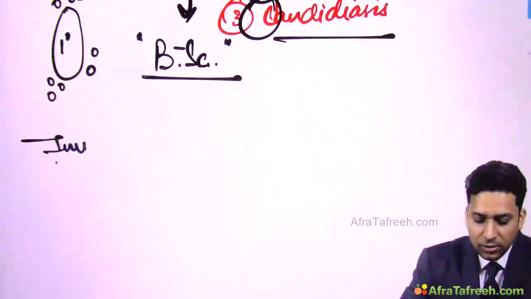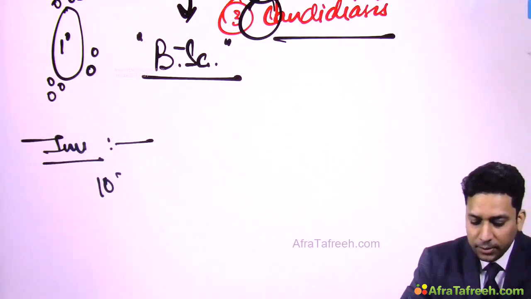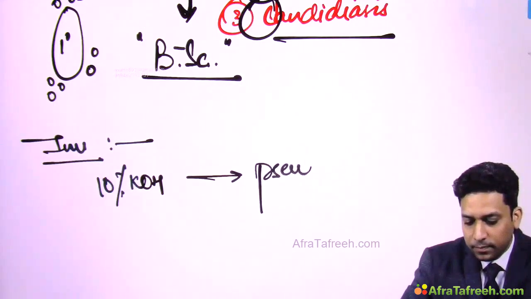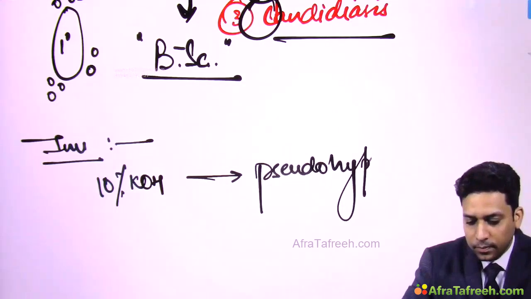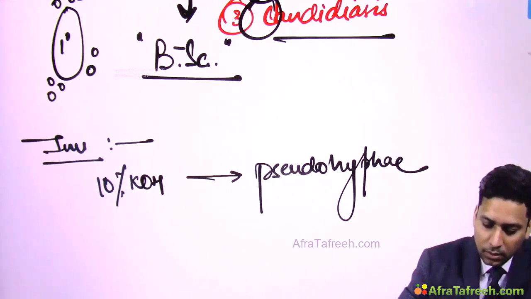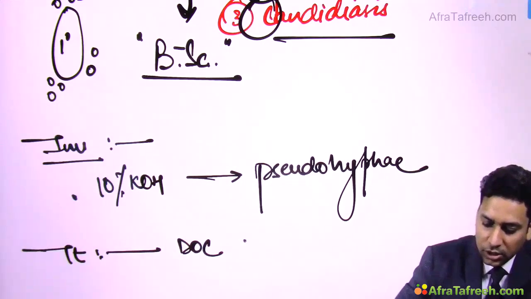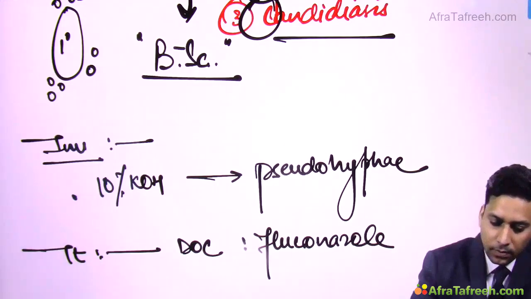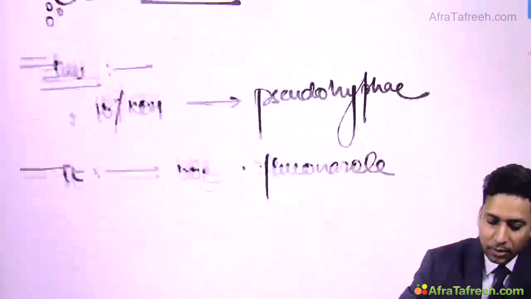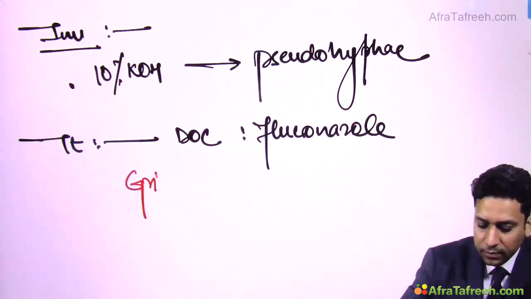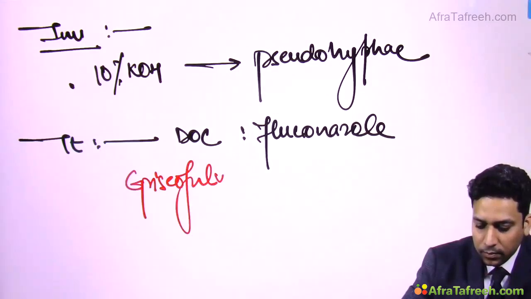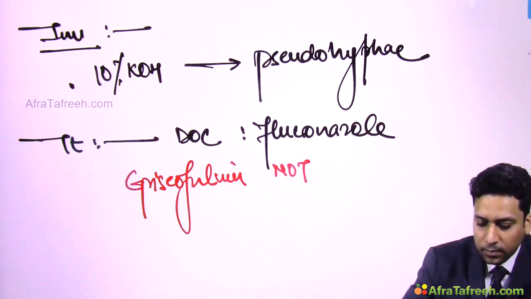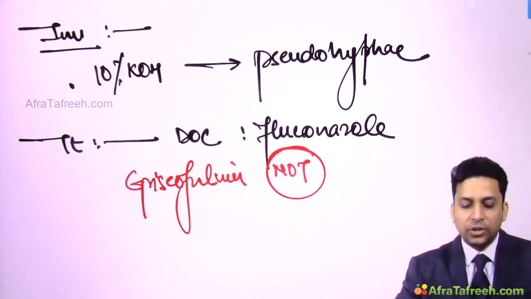Next is investigation. If you prepare 10% KOH mount, you will get pseudo hyphae. Treatment. The drug of choice for this condition is fluconazole. Again remember that griseofulvin is not effective. So griseofulvin is not used.